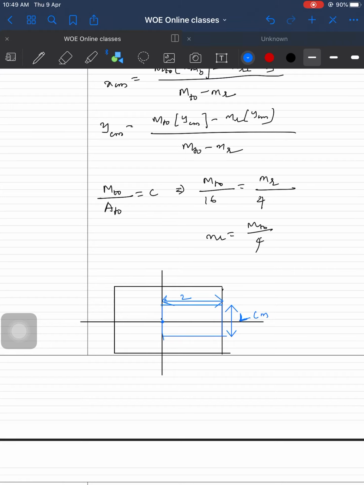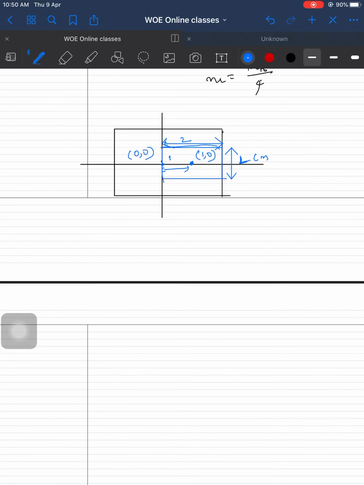Now initially the center of mass location is 0, 0. The removed mass center of mass location is at the center of this uniform plate, right? The center of mass location is at what distance? It will be 1, 0, right? Now let's solve this expression.